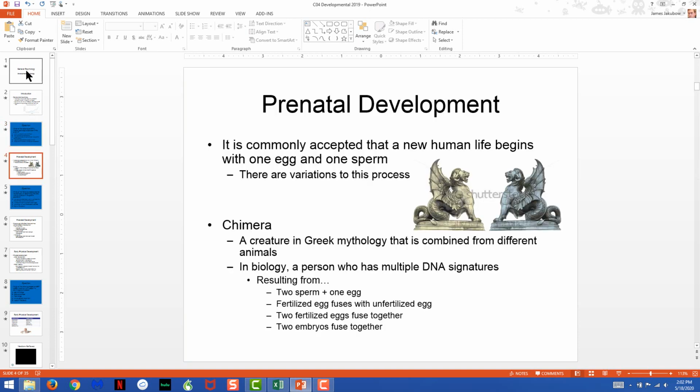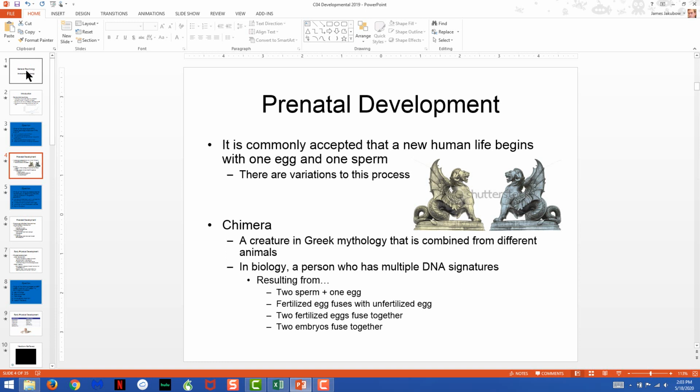Now, to get started with development, I mentioned repeatedly that we would start at conception. Conception has probably been taught to you in the past as one sperm and one egg creating a single individual, unless, of course, that fertilized egg splits and you wind up with identical twins. But the story of one sperm and one egg is typically given throughout middle school and high school.